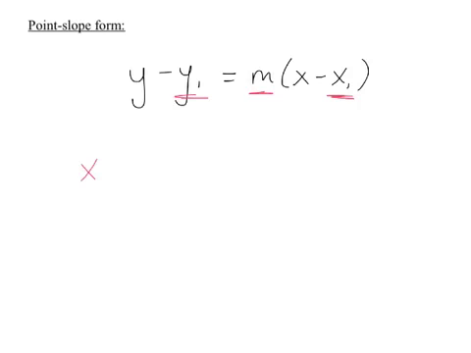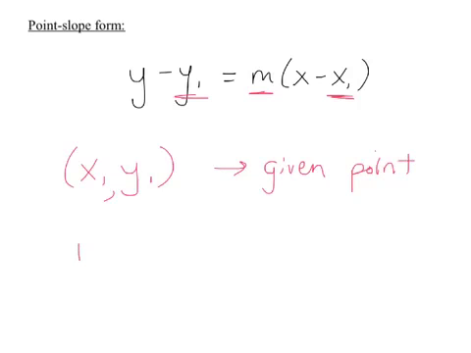So we begin with point slope form. And as some of you may know, point slope form is defined as y minus y1 equals m times the quantity x minus x1. Now the key points to notice here are the following. This x1 and this y1 is a point that you're given in the problem, and m is the slope. So again, x1, y1 is a given point, and m is the slope. And we'll do an example with these in a moment.